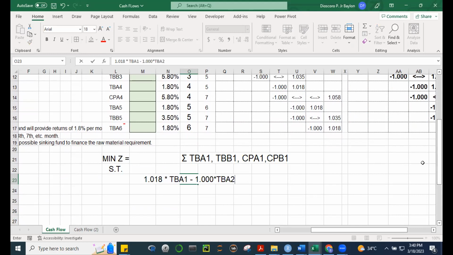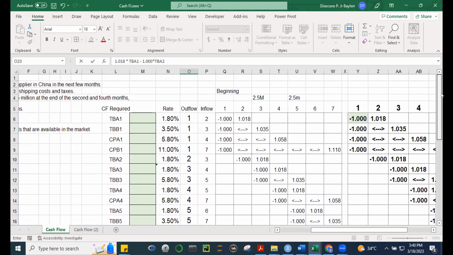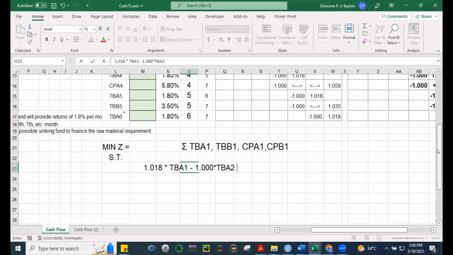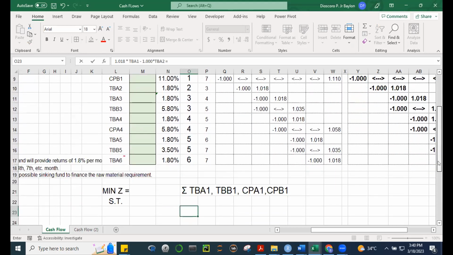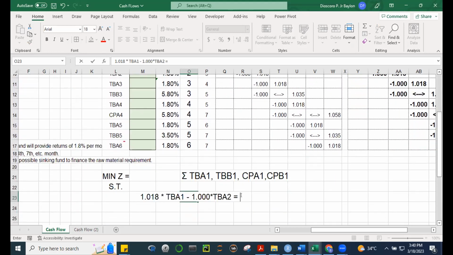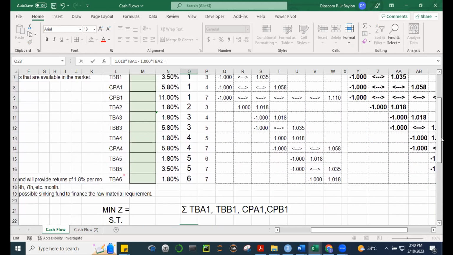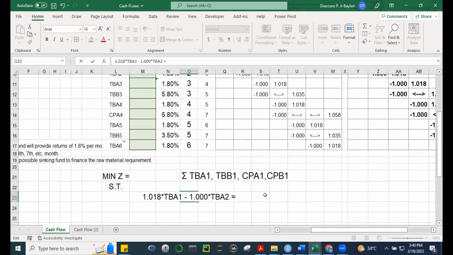Okay. That's a very practical equation, and it should be equal to what? Class, what should 1.018 times TBA1 minus 1 times TBA2 be equal to? Yes, it should be equal to 0. Why 0?